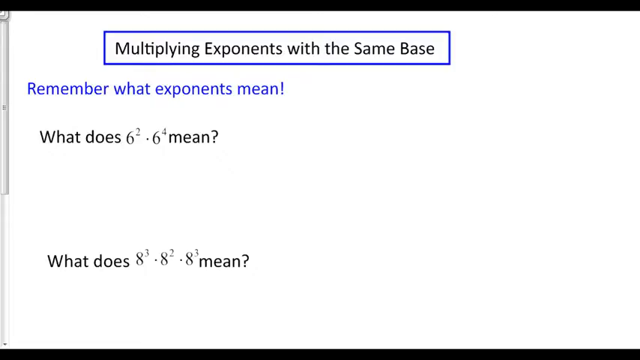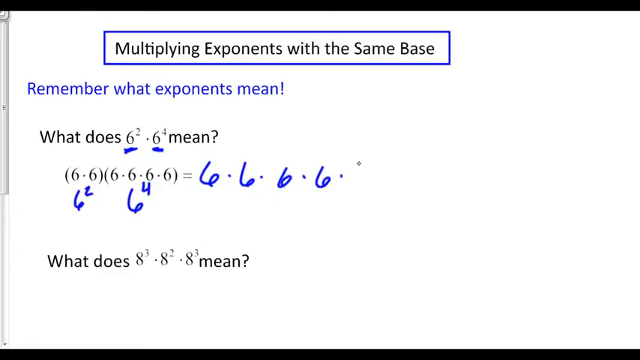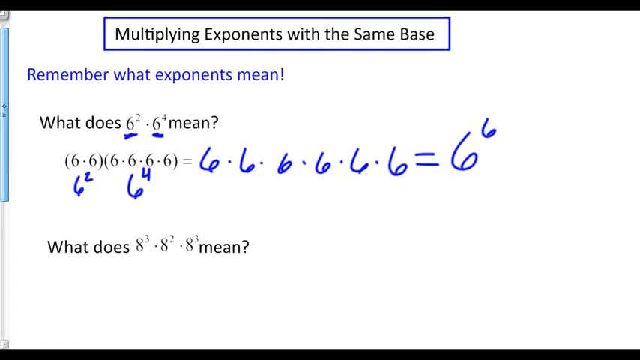So multiplying exponents with the same base. That means in this example here, I have the same base of 6. These are both 6 raised to a power. So what's really happening when I take 6 squared times 6 to the 4th? It just means 6 squared is 6 times 6. 6 to the 4th is 6 times 6 times 6 times 6. This is all multiplication. If I wanted to write it all out, not that you have to do it this way, you would get 1, 2, 3, 4, 5, 6 sixes. So it's 6 being multiplied 6 times. So 6 to the 6th is how you would simplify that.